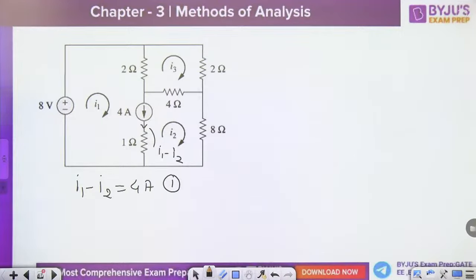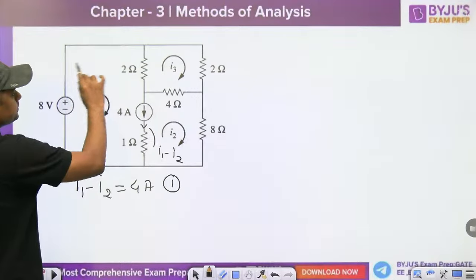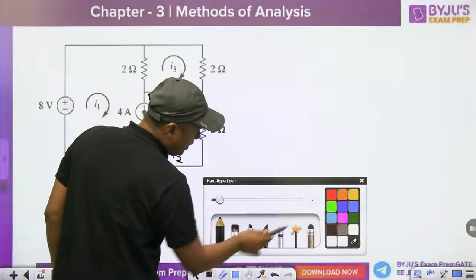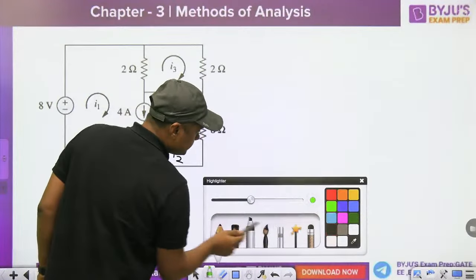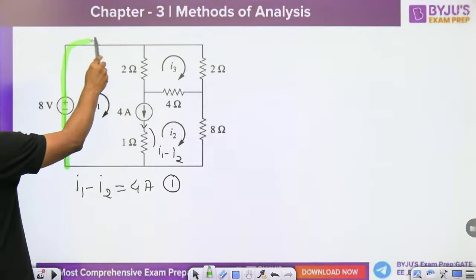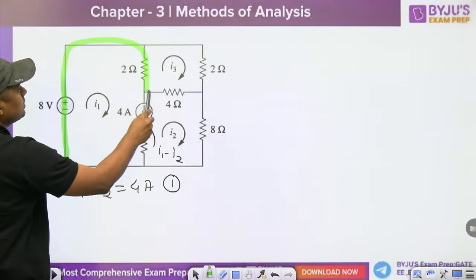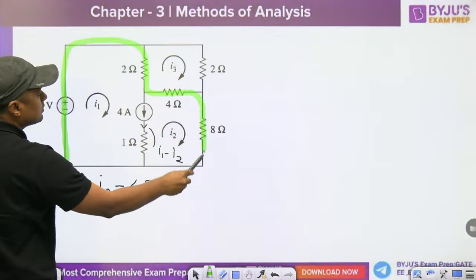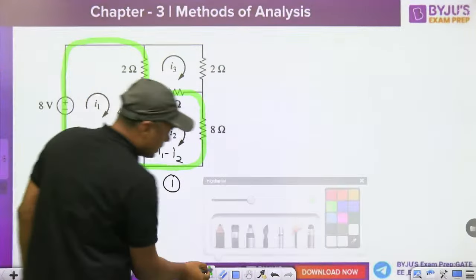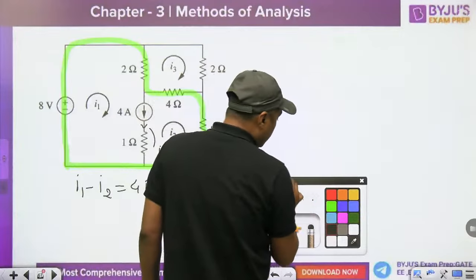Now, for this loop and this one, we have to apply the super mesh. So we are applying the KVL here. Go through the highlighted portion. You have to apply KVL, and that is called super mesh. We are just merging the two meshes, this one and this mesh. Then write down the KVL.